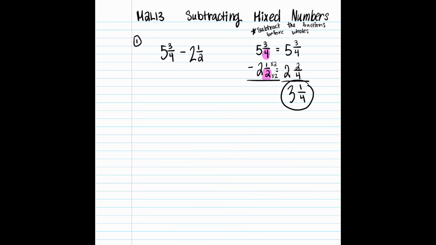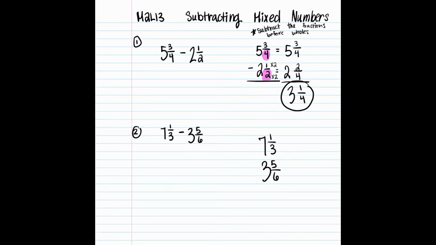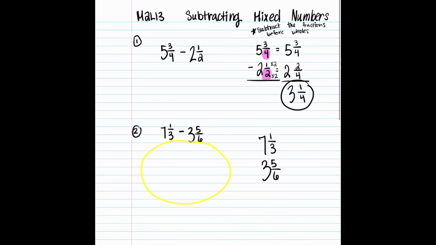Okay, now let's look at number 2. We'll just do another example. Let's do 7 1/3 minus 3 5/6. Okay. So again, I'm just going to stack them. I think this is the easiest way to do it, honestly, just visualizing it wise. Now I'll also do it over here in a non-stacking way in case your brain works that way better.